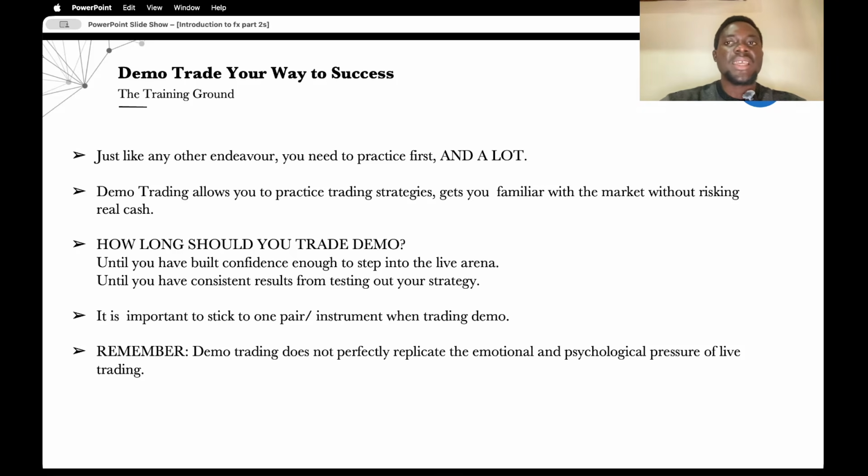The reason is that every market has how it responds. So if gold moves fast, that may not be the same thing for the Australian dollar. So you would have to pick a certain market and then test it out to your fullest capacity. Do you understand? Remember, demo trading does not perfectly replicate the emotional and psychological pressure of live trading.